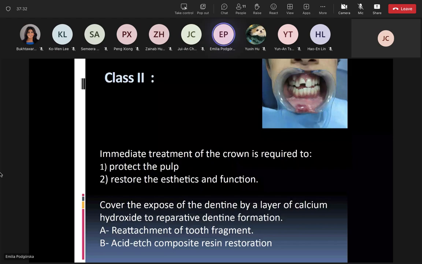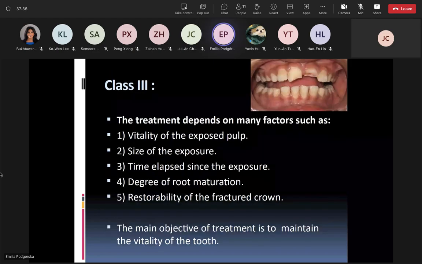Lastly, the treatment depends on many factors such as vitality of the exposed pulp, size of the exposure, time elapsed since the exposure, degree of root maturation, and restorability of the fractured tooth. The main objective of treatment is to maintain the vitality of the tooth.